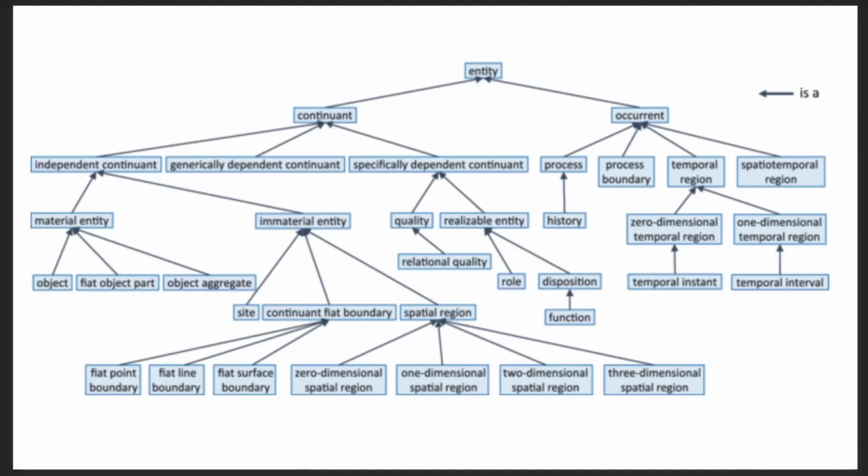So far, so good. Processes have boundaries, beginnings and ends, like births and deaths. And they exist over time in temporal regions. They could be instances or intervals. Instances are exactly what you'd think, just like right now, that's where the boundaries live, and then intervals are where extended processes occur.